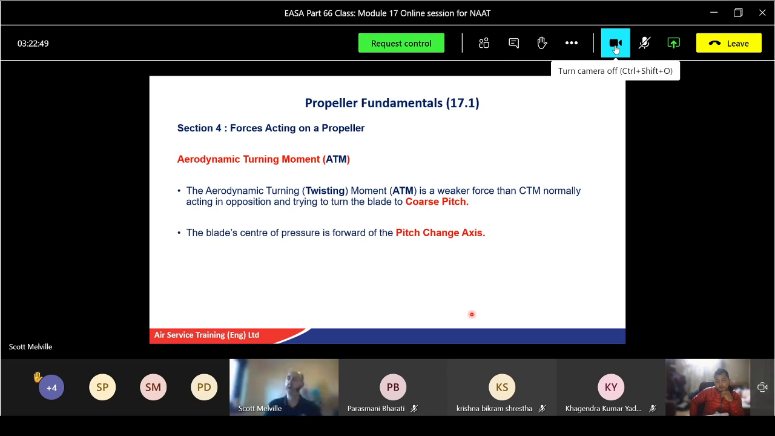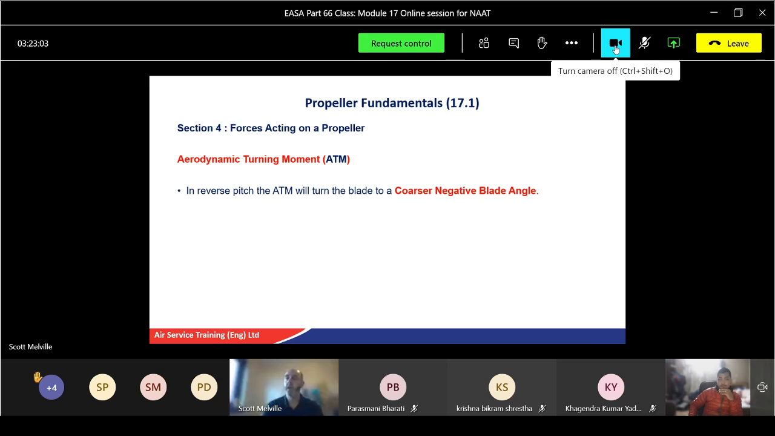Blade center of pressure is forward of the pitch change axis, just like a normal wing, and the moment of resultant forces turns the blade to that coarse pitch. In reverse pitch, the ATM force will turn the blade to a coarser negative blade angle. Obviously in reverse pitch, it's still acting the same way. Just because you've gone to reverse pitch on reverse thrust, you've still got an airfoil spinning, so the ATM will try and keep turning it to a coarser position.